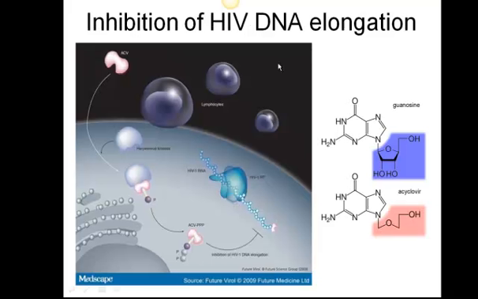So this is just an example of inhibition of HIV DNA elongation. And so this is with our acyclovir mimicking our guanosine residue.